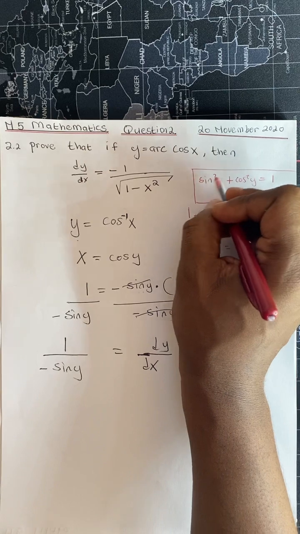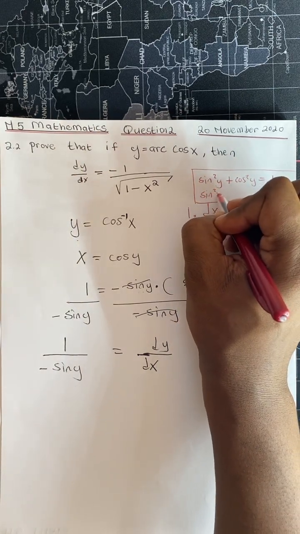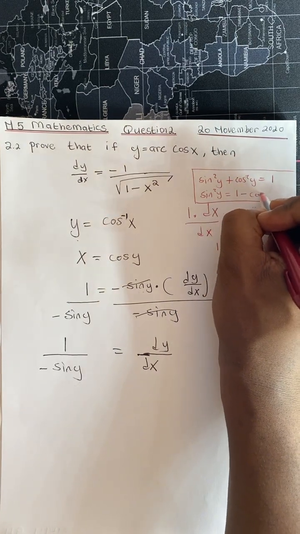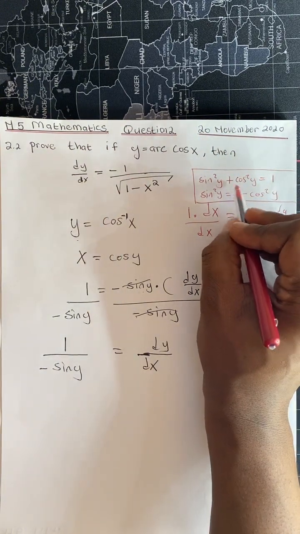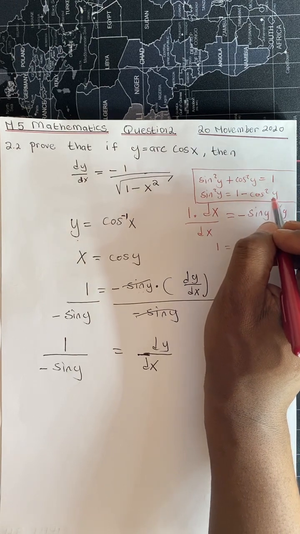So we make sine squared y the subject of the formula. So we'll have sine squared y is equal to 1 minus cos squared y, after taking this cos squared y to the right, and it changes sign from positive to negative. So sine squared y is equal to 1 minus cos squared y.